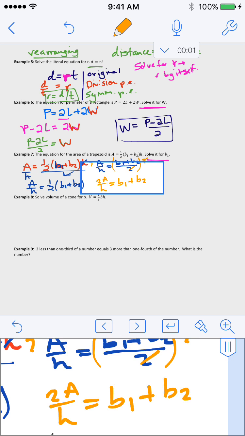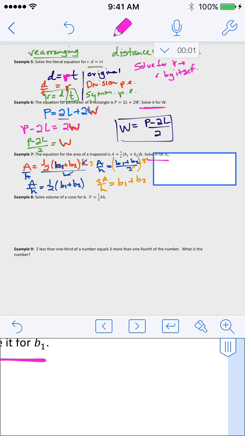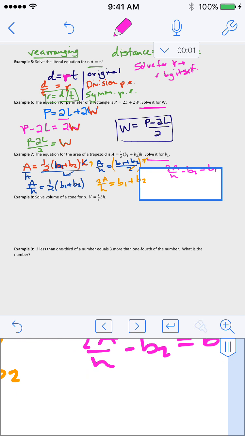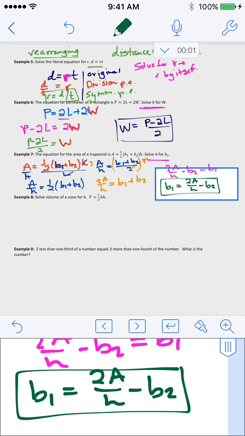And now notice I've already dropped off the parentheses because they're no longer important, right? If I just have an entire side having parentheses on them, there's no reason to have them. And then lastly, I can get rid of the B2, and I end up having 2A over H minus B2 is equal to B1. Symmetric property says B1 is equal to 2A over H minus B2. And I am finished.